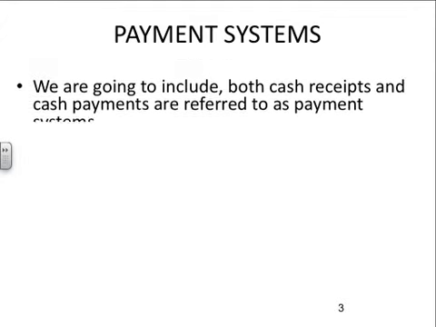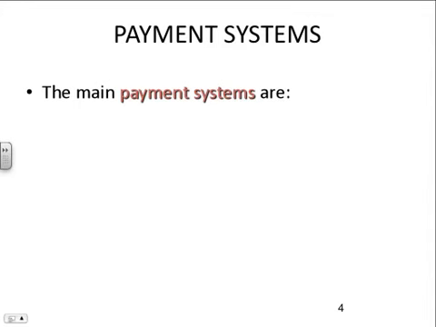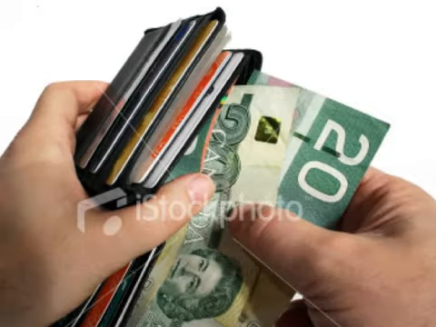These are anything that can be deposited in a bank account. So let's talk about the different payment systems. We are going to include both cash receipts and cash payments in this chapter as payment systems. Cash receipts is when we receive money from customers, and cash payments are when we pay our vendors.